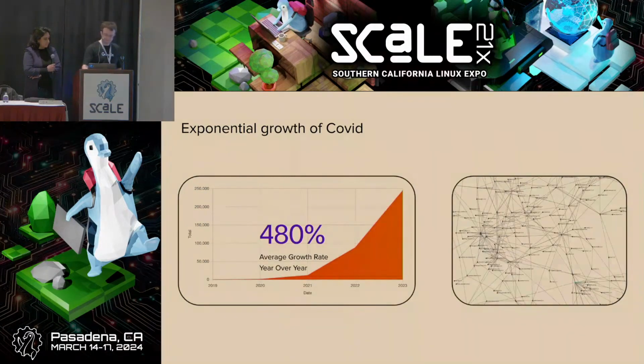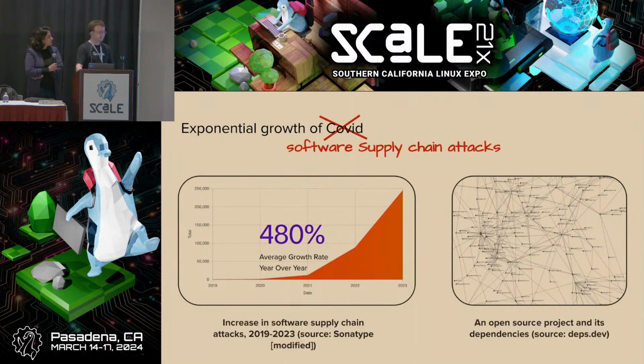And with that in mind, here are 2 more graphs. Again, a striking exponential increase starting at the end of 2019 to 2020, and a highly interconnected network. But these 2, as you might expect, aren't actually about the spread of COVID. They're about open source projects and software supply chain security.